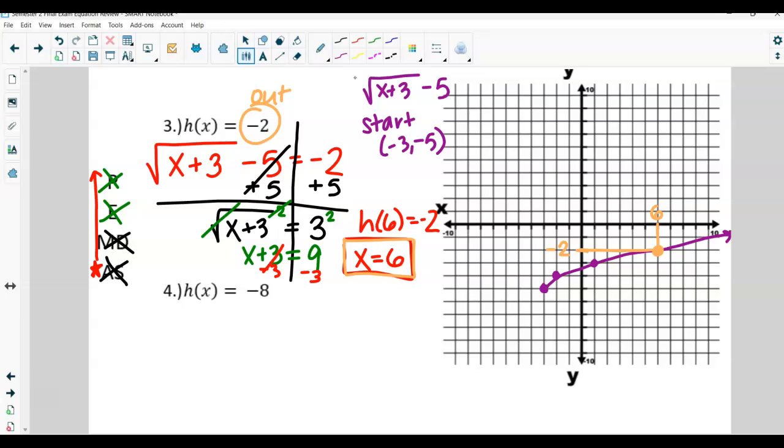Now 4 is a little tricky because I want you to take a look at the graph for this one. Because it's already graphed, we can solve 4 with the graph. We want to see when the output or the y value is -8, well, that is right here. And if we do the same thing, like that horizontal line, our horizontal line never crosses through our square root graph.